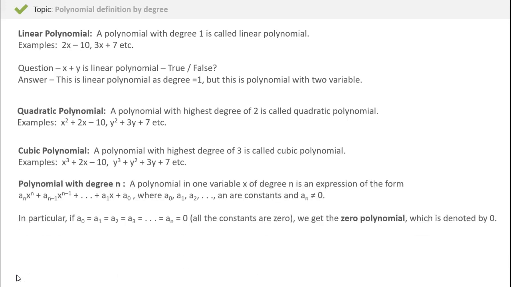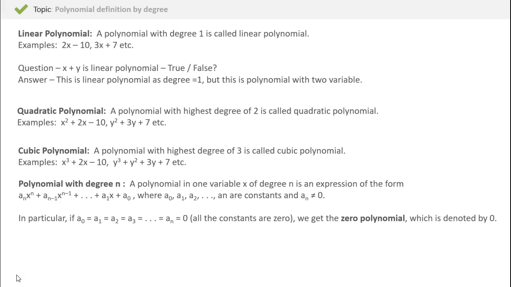Let's try to define a polynomial for degree n. A polynomial in one variable x of degree n is an expression of the form a_n x to the power n plus a_(n-1) x to the power n minus 1 and so on up to a_1 x plus a_0, where a_0 to a_n are all constants and a_n is not equal to 0.